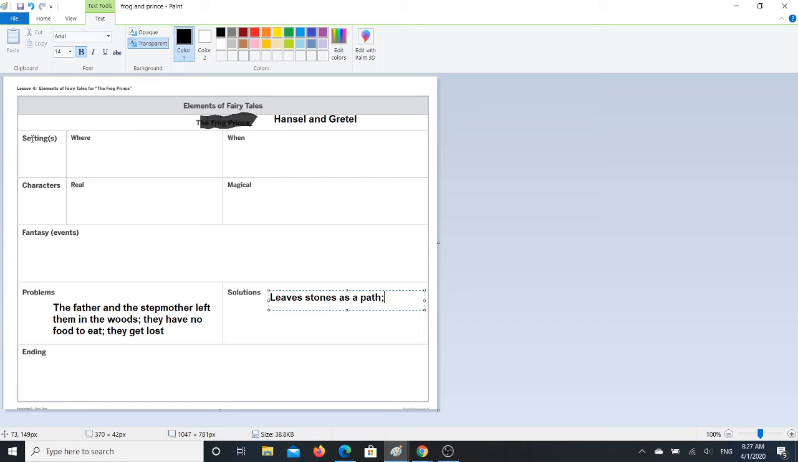Did you hear any words that were often used at the beginning of fairy tales? Yes, right here. So we have the where and when. So the beginning of fairy tales often begin with once upon a time. And we said that means a long time ago. Okay? So once upon a time or a long time ago is when. We also have to talk about the where. Where does this story take place?